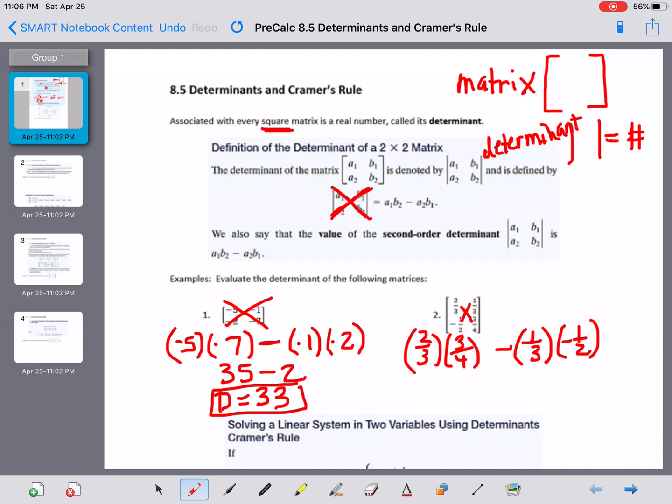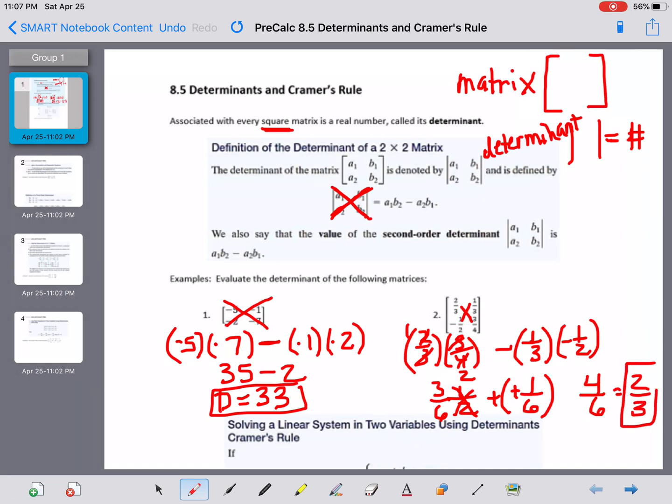All right, 2/3 times 3/4. My 3's can cancel. My 2 and 4 can simplify to 1/2, so I have 1/2 minus. Over here, I can't simplify anything. 1/3 times -1/2 is going to be -1/6. To subtract them, I do need to have a common denominator. I can turn 1/2 into 3/6, and 3/6 minus a negative becomes plus. 3/6 plus 1/6 becomes 4/6, and I can simplify that into 2/3. And there's my determinant. All right, that's a 2 by 2. Not too bad, pretty easy to figure out.